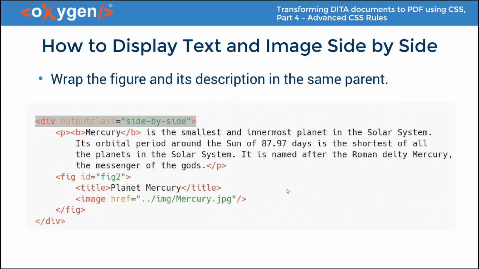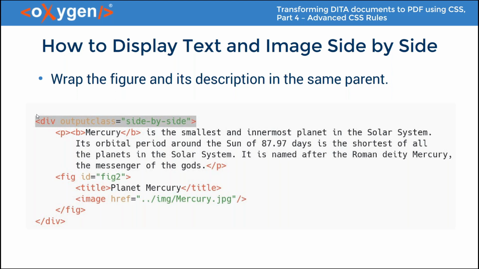The second use case will be to display figures and their descriptions side by side. As a prerequisite, I need to wrap both the figure and its description in a new element. You can notice that I marked this new element with an output class too, in order to identify it, as some of you may know that the div element is quite a generic data element for a block.